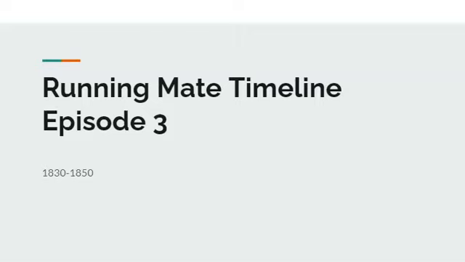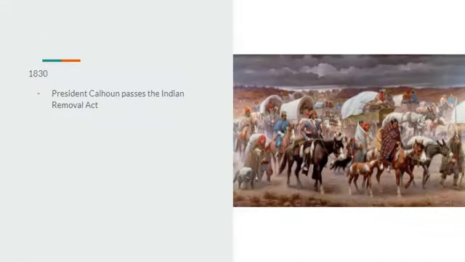Today we're doing episode 3 of the Running Mate timeline. So we're going through the years of 1830 all the way to 1850. Let's take a look. In 1830, President Calhoun will sign the Indian Removal Act. This is something he did to support IRL, so he would absolutely do something similar to what Jackson did in our timeline. Maybe not the exact same bill. Who knows, actually it might be the exact same bill. But he will still pass some sort of Indian Removal Act.